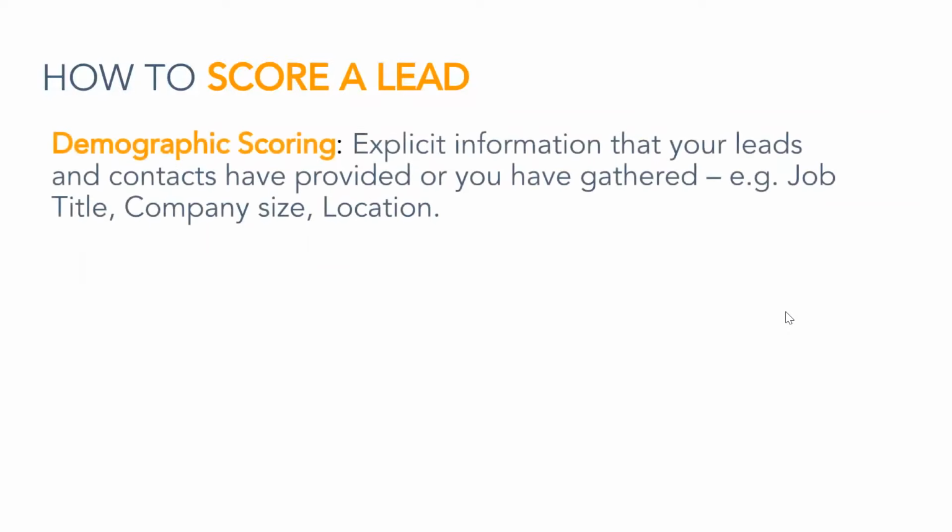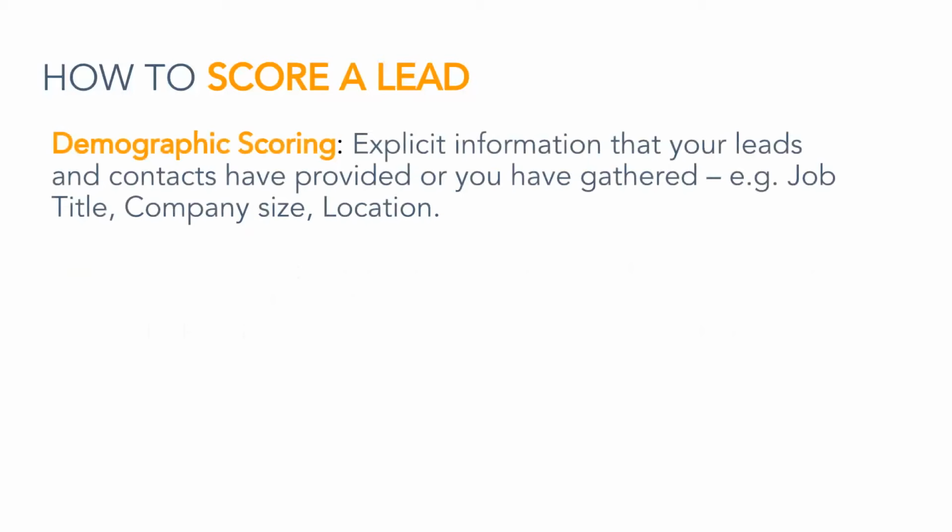The first one is demographic scoring. This is explicit information that your leads and contacts have provided or you have gathered. These are things like job title, company size, location. So these are like indisputable facts.